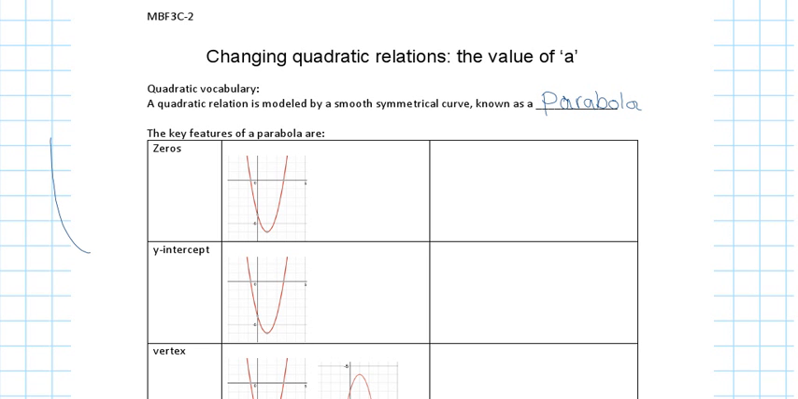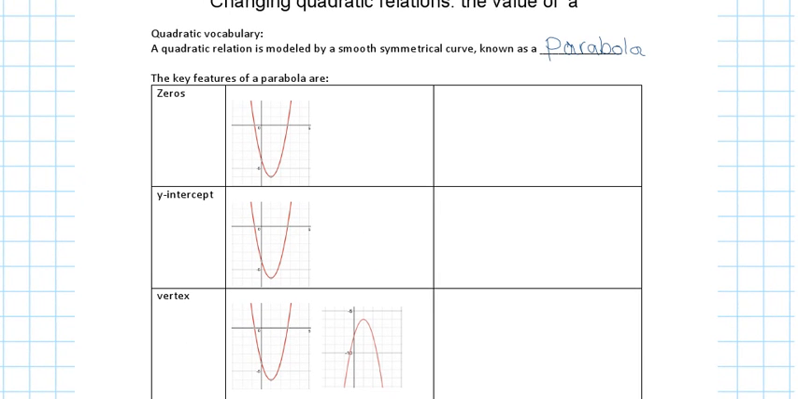Now in the parabola, we're going to look for the following key features. We're going to look for the zeros, the x-intercept, the vertex, axis of symmetry, and optimal value. So first, when I'm looking at the zeros, where would the zeros be? What does a zero represent?